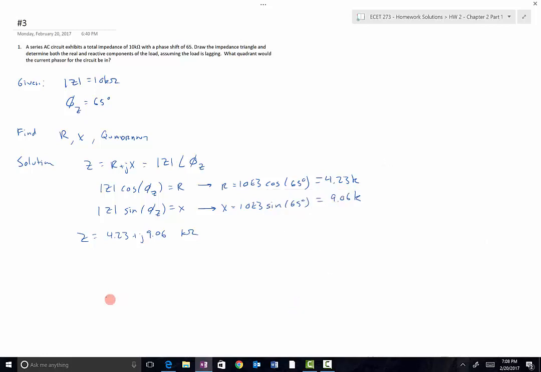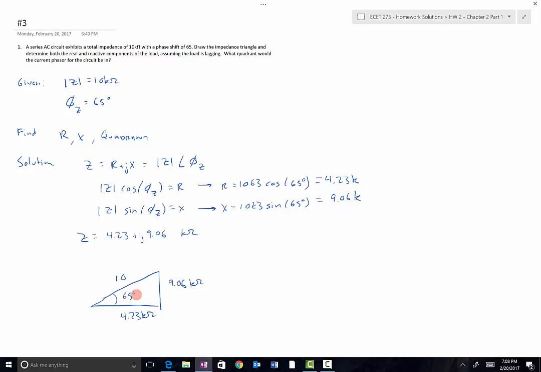We can go ahead and draw that as an impedance triangle. We know that the real portion lies on the x-axis, so that's 4.23 kiloohms. We know that we got a positive value for the impedance. That means this is an inductive impedance, or an inductive reactance, so that's 9.06 kiloohms, and then this is 10 kiloohms here with an angle of 65 degrees.